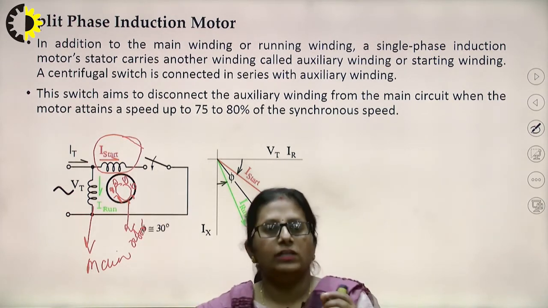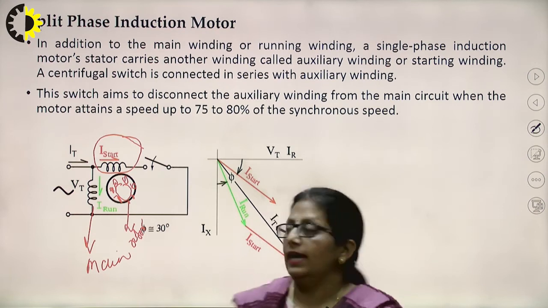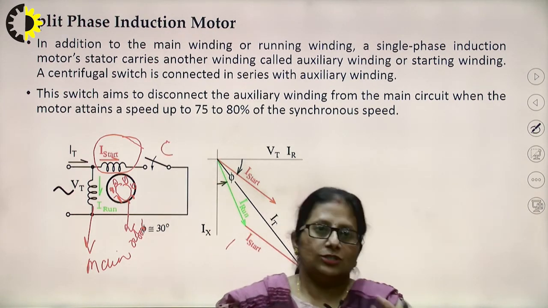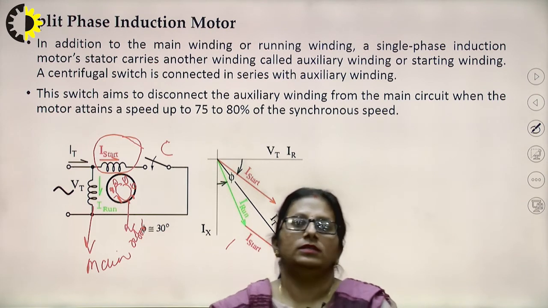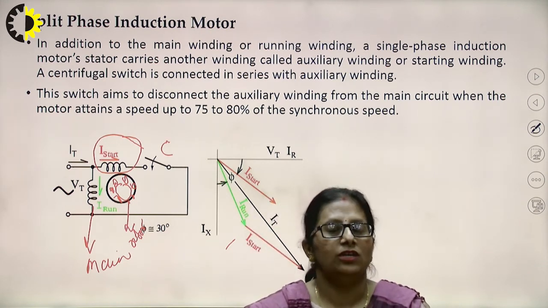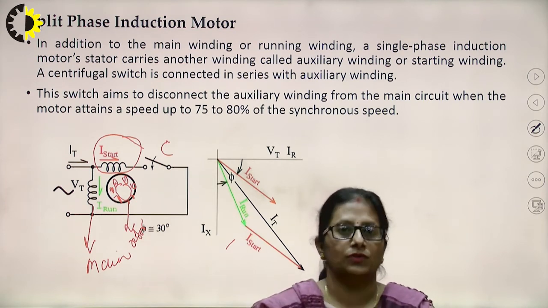A centrifugal switch is also connected in series with that. This is a centrifugal switch which is being connected. Its aim is to disconnect the auxiliary winding from the main circuit when the motor attains a speed of near about 75 to 80% of the synchronous speed.